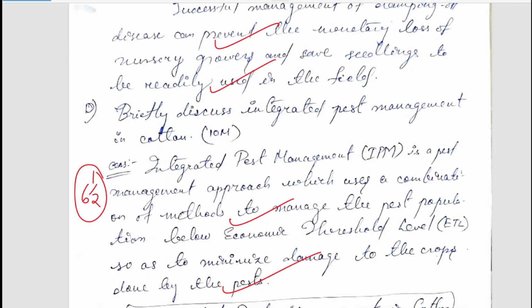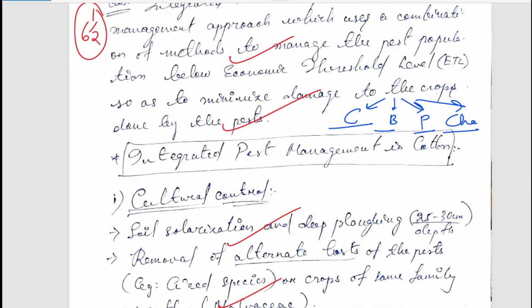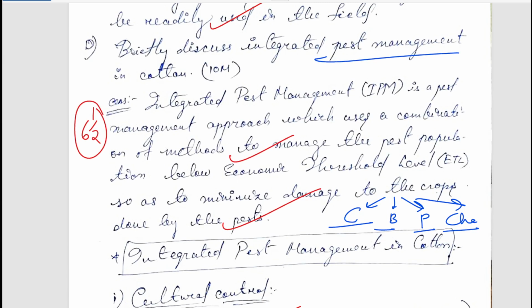The next question is briefly discuss integrated pest management. So integrated pest management is where we integrate various methods of pest management under one roof. That is, we are using cultural methods, biological methods, physical methods, and chemical methods. When all these methods are combined together, that is known as integrated pest management. And here we have to write about integrated pest management in cotton.